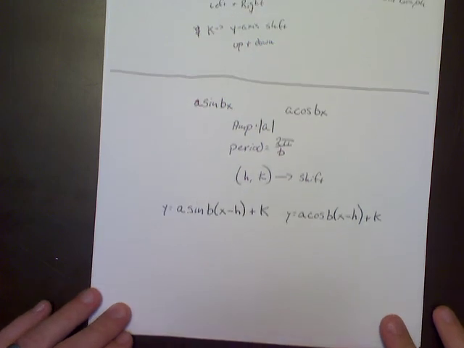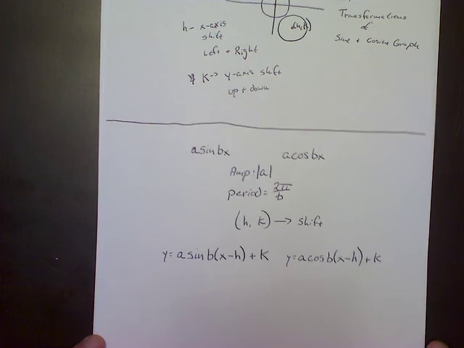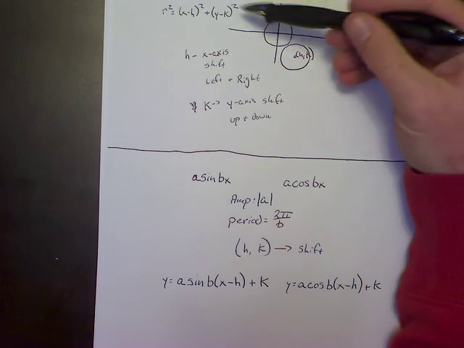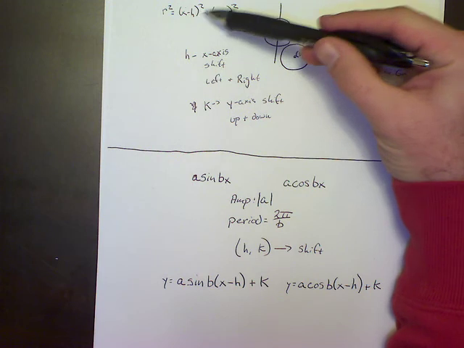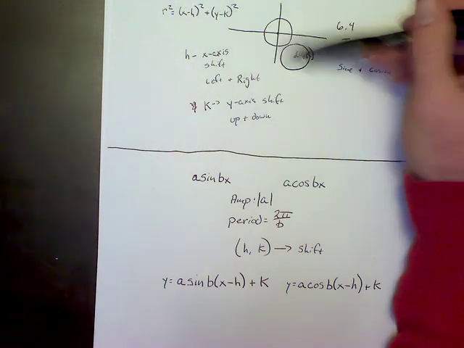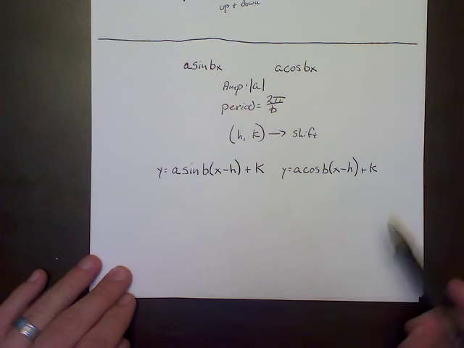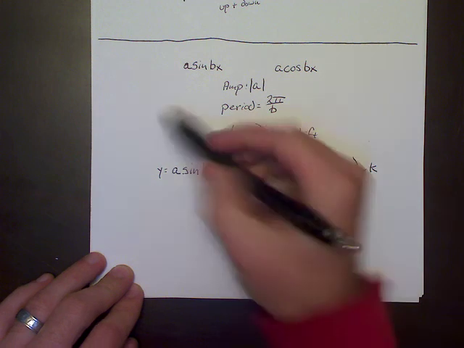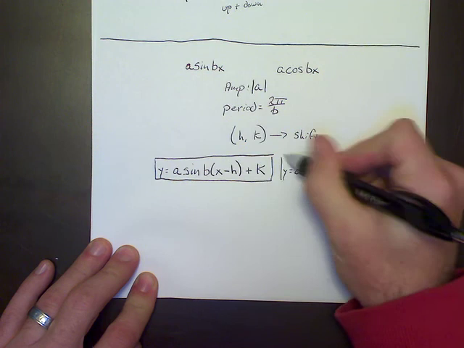And just like with the equation we used up here with the circle, if we go back up to the circle, the h and the k are a part of the equation, and they move, in this case, the circle left and right for h and up and down for k. So if we come back to the trig equations, h and k do the same thing to our trig equations.